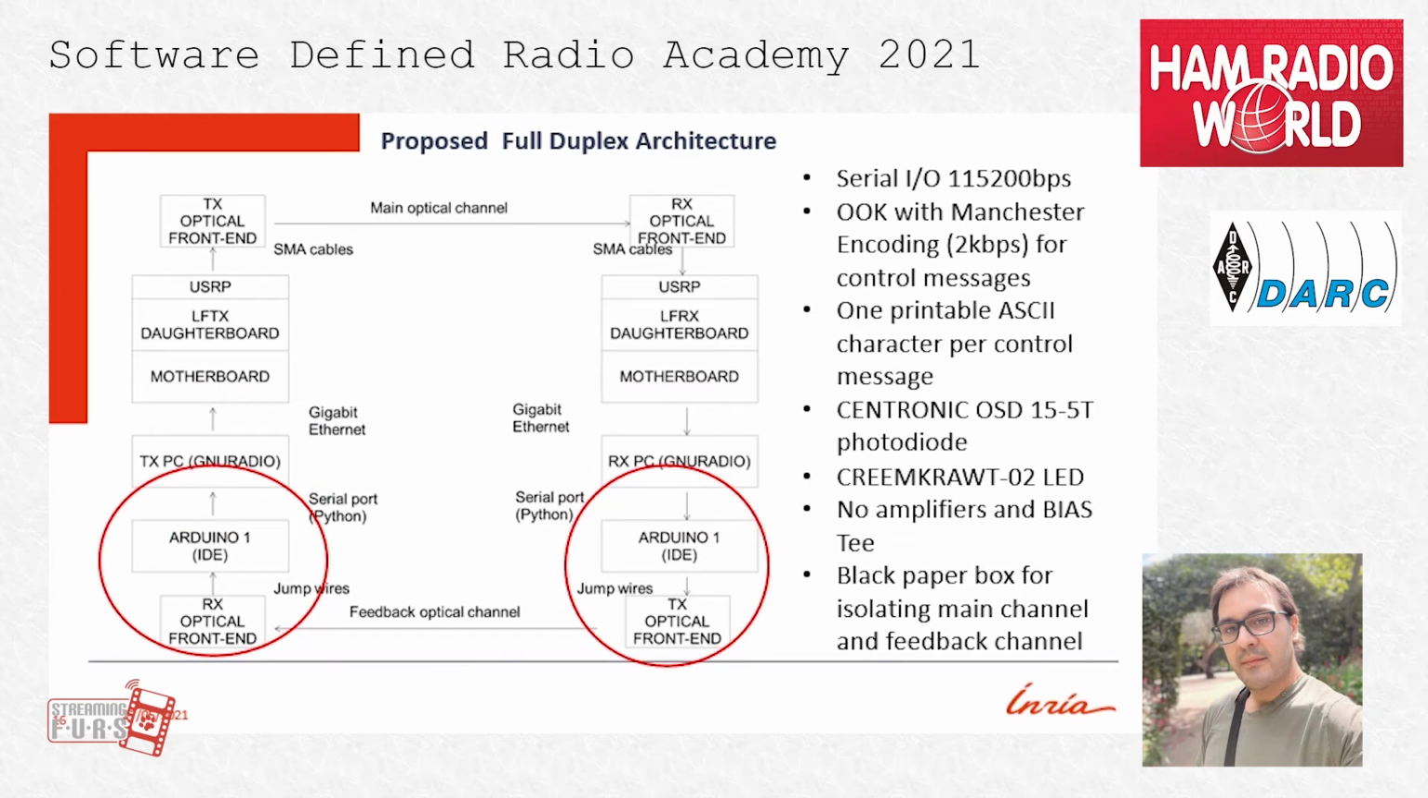After this, communication is a standard serial I/O communication of 115K. For the optical channel, in the feedback case, we don't need a very fast communication, so we just use an on-off keying with a Manchester encoding, which has about 2 kilobits per second, because Arduino is not a very fast way to exchange data. And we just send one printable ASCII character for each control message.